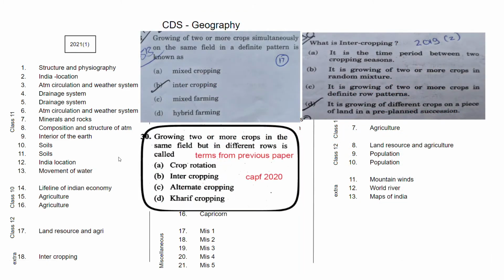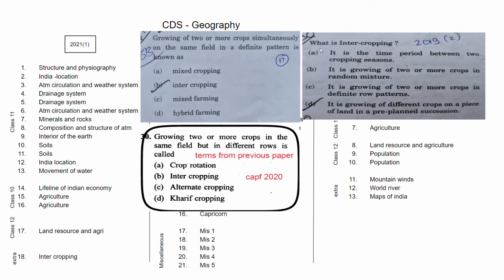Now, the question was about intercropping. Before moving to the question, I want to mention some points. The same question has been repeated several times. For example, the growing of two or more crops simultaneously on the same field in a definite pattern is known as mixed cropping, intercropping, mixed farming, hybrid farming. This is a question from 2021 first.